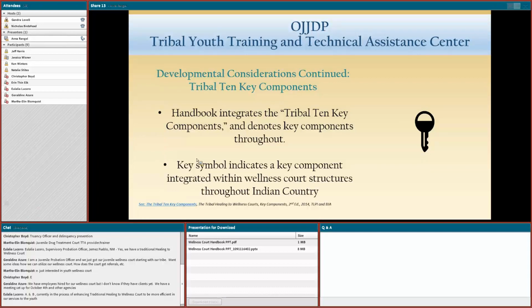So throughout the handbook, you'll look for a key symbol. It's going to indicate a key component, 1 through 10, and it's integrated throughout the handbook. And there's a link here at the bottom of the page. If you're not familiar with the 10 key components, you can check those out. The Tribal Law and Policy Institute does have a full handbook on those components. It's available on their website. It goes through a lot lengthier explanation of each component, and then you can also see a summary of those components. And if you go to our webpage, tribalyouth.org, we also have a handout that walks through the key components. It talks about youth-focused approaches, and it also walks into a little bit of trauma-informed care. So if you see that symbol in the handbook, once you download it and start using it, that's what it's referring to.